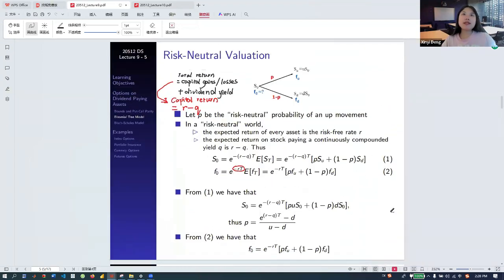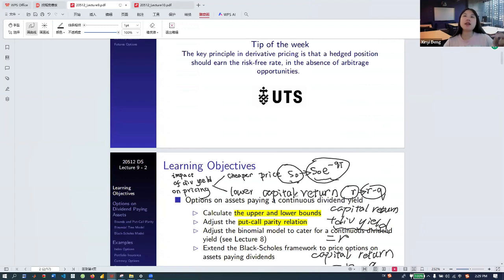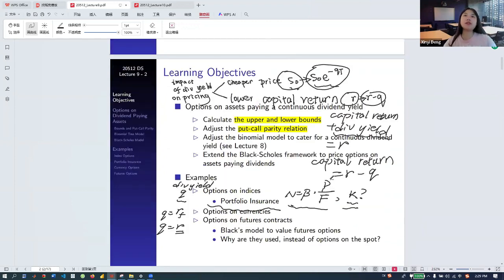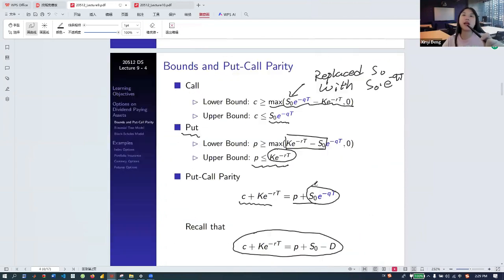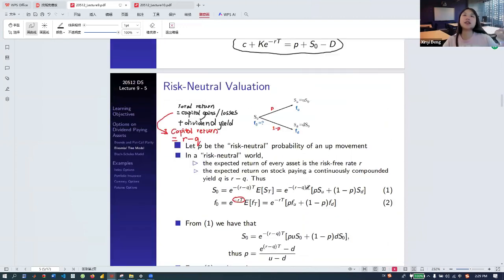Now onto the risk neutral valuation. For risk neutral valuation, we are not using the first intuition anymore. As I discussed earlier, we are using the second intuition: if the total return remains equal, being R, then continuous dividend paying underlying assets are going to have lower capital returns. And that lower capital return is actually R minus q.